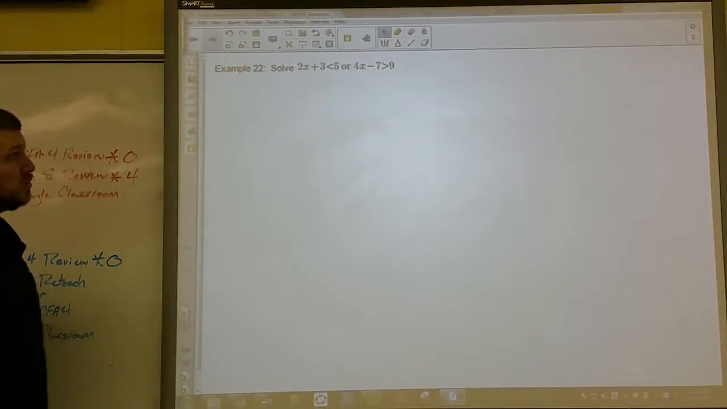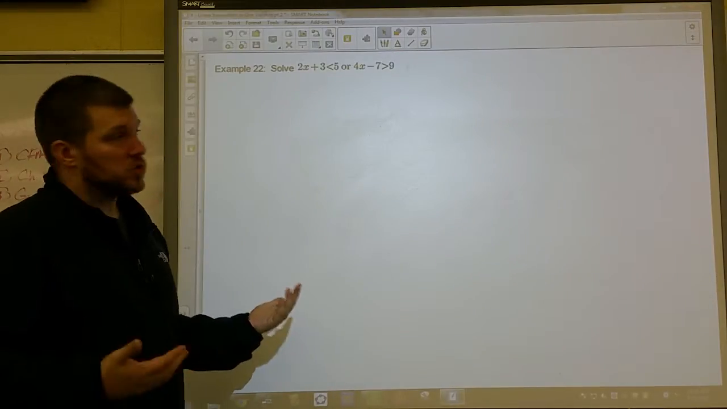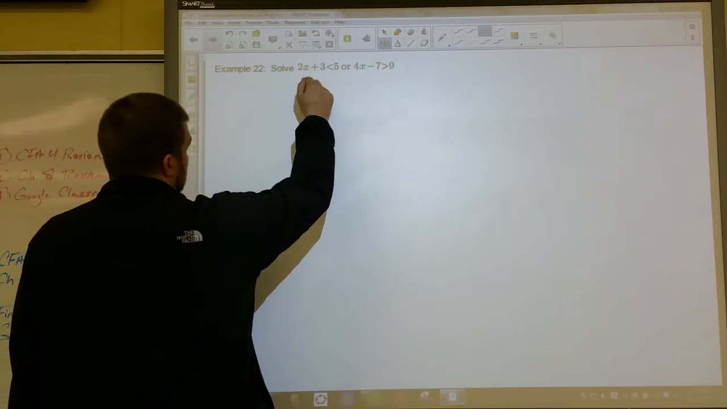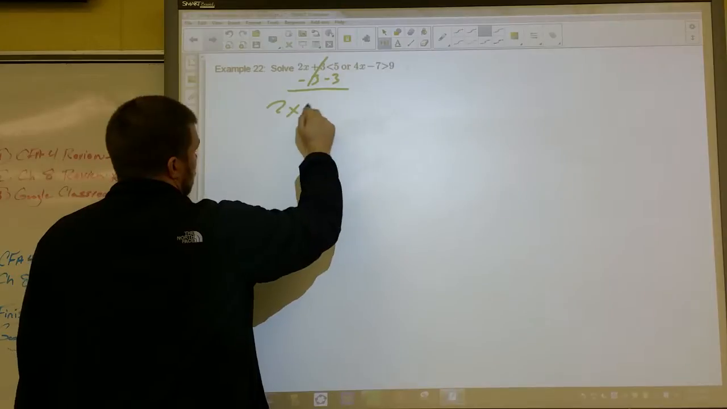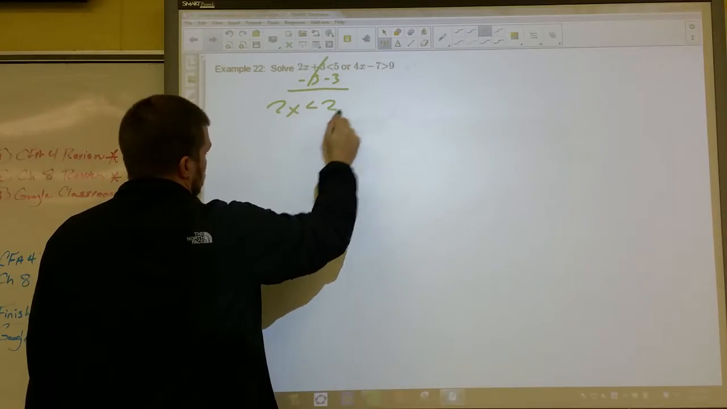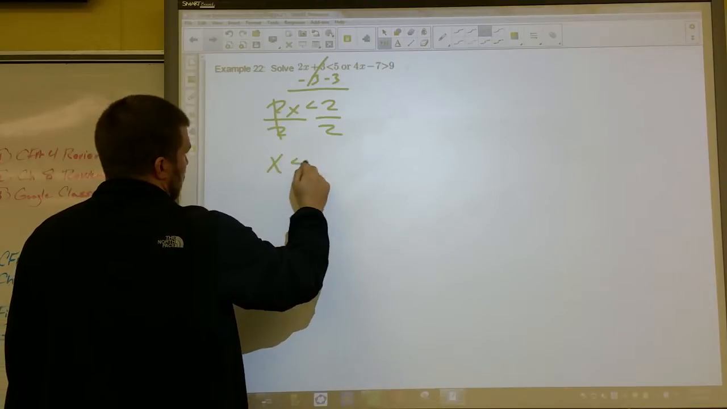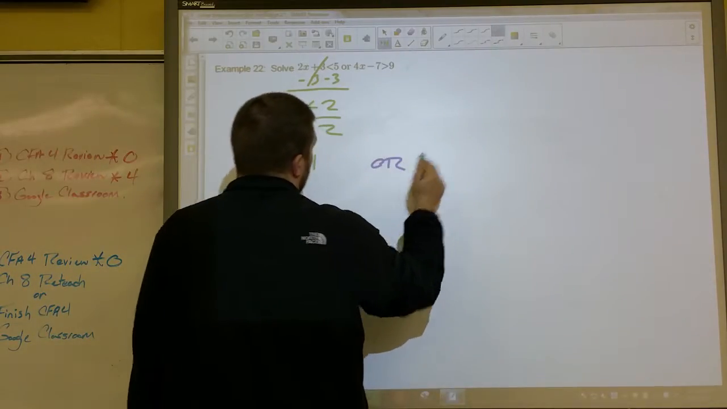In example 22, we have an or problem. We know it's or because we see the word or. And all we need to do is just solve each one. No big deal. I'm going to start off with the first one by saying -3 on both sides. So 2x less than 5 minus 3 is 2. Divide by 2 on both sides. So x less than 1. Then or just falls down.